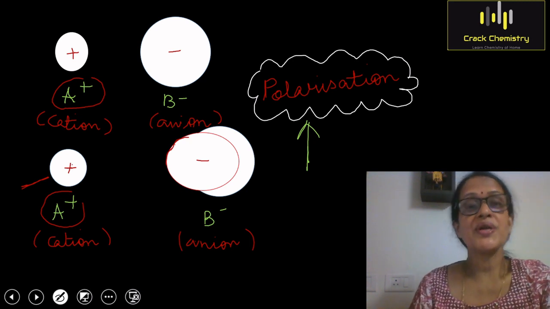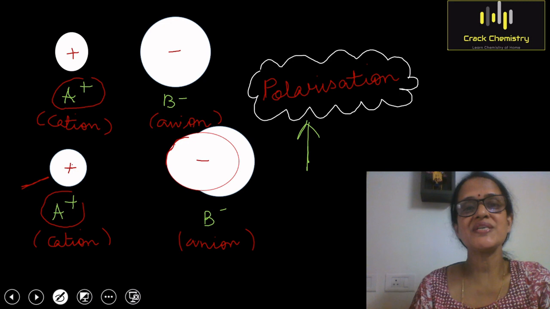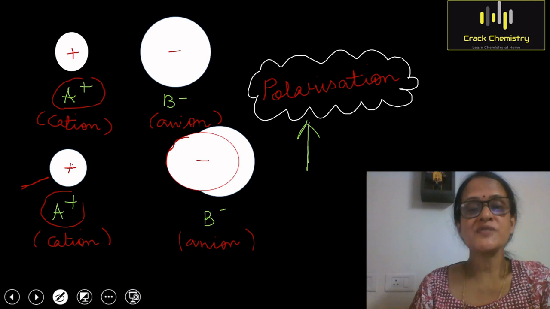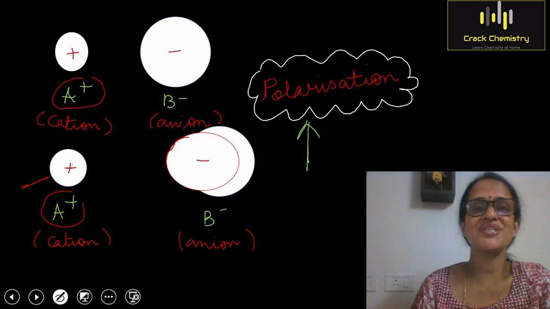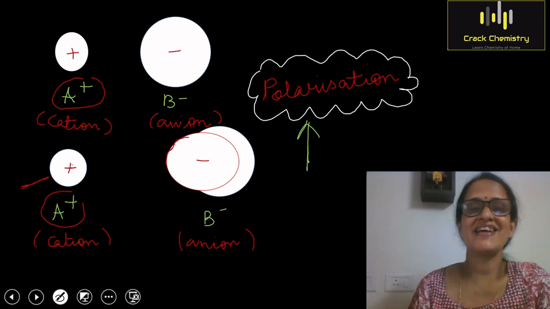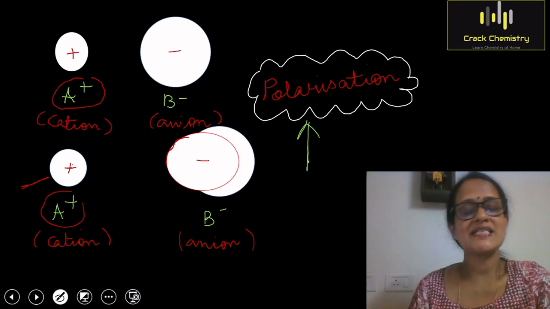So now it must be clear to you that as the positively charged ion is attracting outer electrons of an ion towards itself, as a result of which the outer electrons of the negatively charged ion will get distorted. And this process of distortion of outer electrons of a negatively charged ion towards a positively charged ion is called polarization. So now it must be clear to you what is the cause of development of covalent character in an ionic bond. The answer is: the cause of development of covalent character in an ionic bond is polarization.